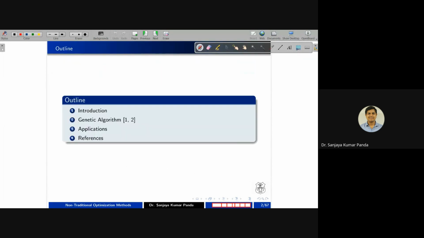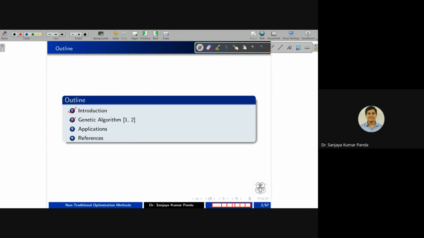So what we are going to discuss here, I'll tell you about why we are heading towards non-traditional optimization methods, why traditional optimization methods are not efficient. Once we discuss that, we'll see the history of evolutionary computing, then I'll focus more on one of the very popular algorithms, that is called a genetic algorithm.